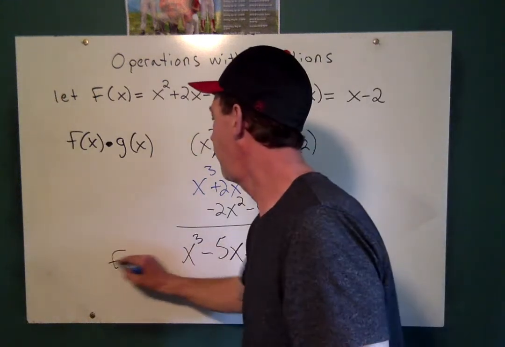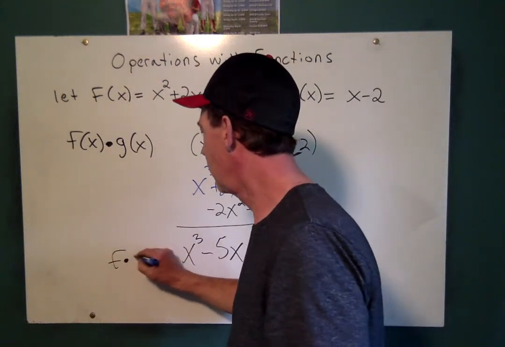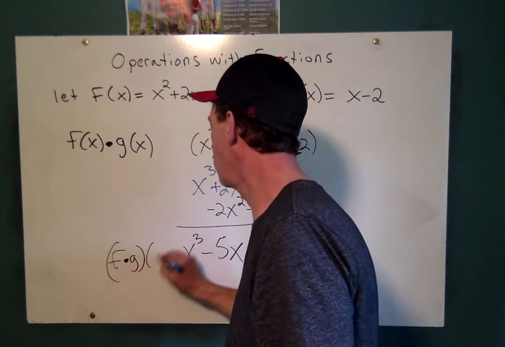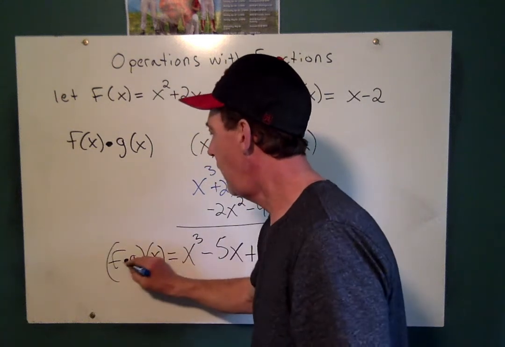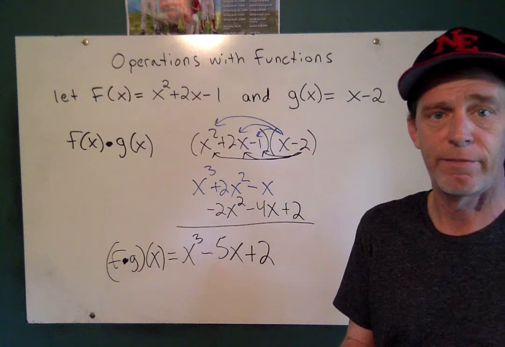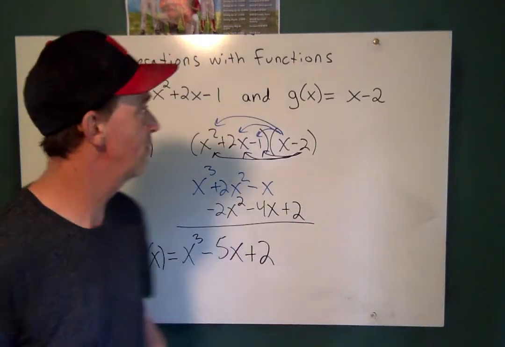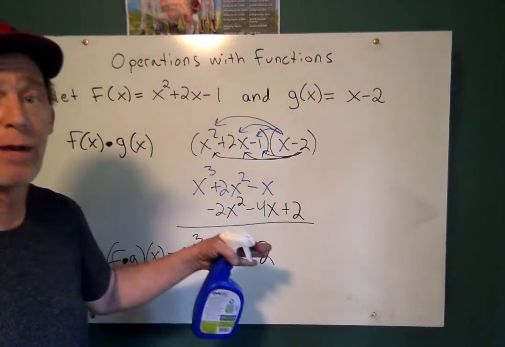And this would be f times g, f of x times g of x equals. And this part, colored in, means that it's multiplication. For division, you wouldn't be able to do much, actually. You would just put one on top and one on bottom in the fraction.